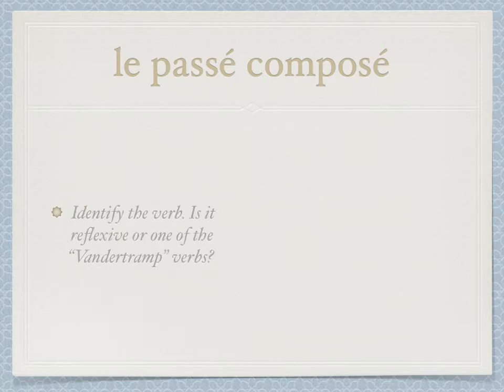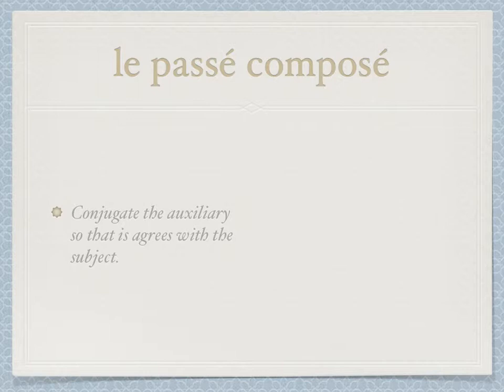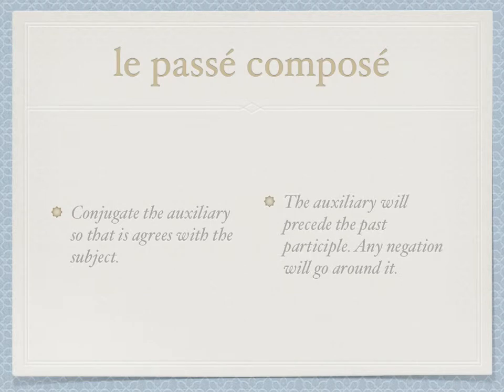Le passé composé is formed in these steps. You must first identify the verb: étudier, manger, faire, venir, aller, etc. Is the verb reflexive or one of the Van der Tramp verbs? If you answer yes, you're going to choose être as your auxiliary verb. If you answer no, meaning that the verb is neither reflexive nor a Van der Tramp, you will use avoir. So now that you know which auxiliary you need, you should conjugate it so that it agrees with the subject. And keep in mind that the auxiliary will precede the past participle and any negation will go around it.